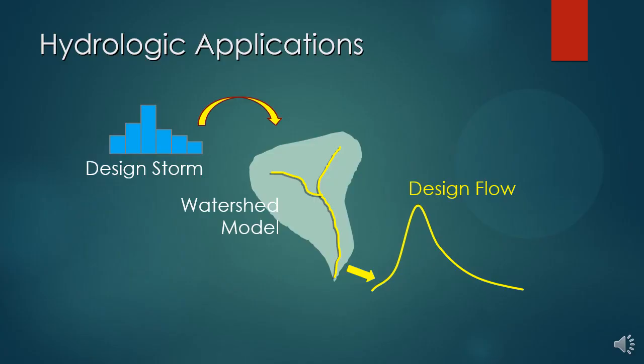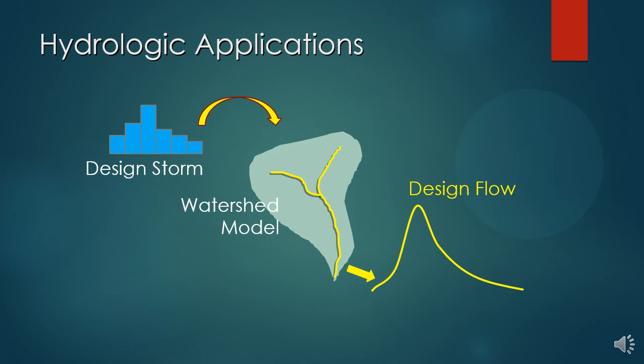In our hydrologic applications, the idea is to develop some sort of design flow at an appropriate risk level that our designed water infrastructure can manage successfully. You typically do that by using a design storm, input that information into some representation of a watershed, and out pops a design peak discharge or a complete hydrograph.